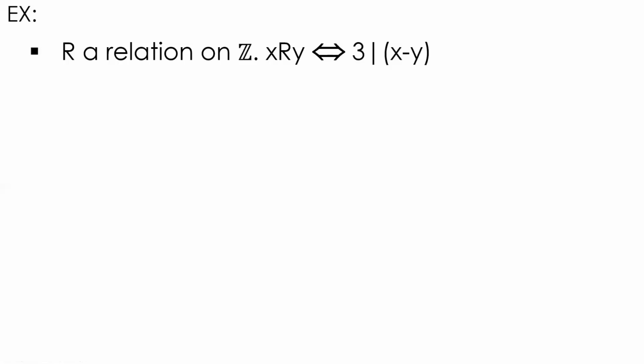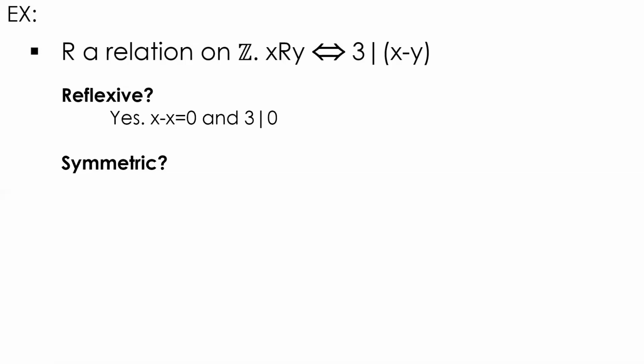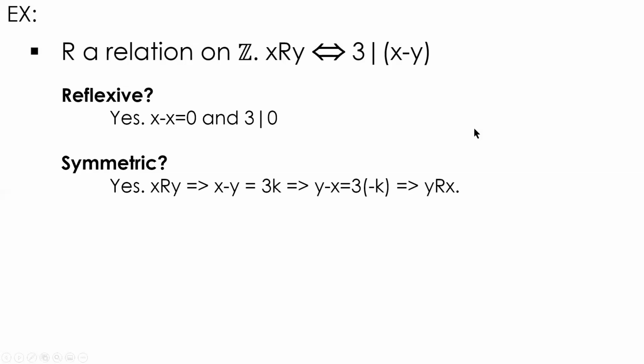Another relation. This is a relation on the integers. We say x is related to y if and only if 3 divides x minus y. Is it reflexive? Is x related to itself? x minus x is 0, and everybody divides 0. So it is reflexive. Symmetric. Well, if x is related to y, that means x minus y is equal to 3k. But then y minus x is equal to 3 times negative k. So yes, it will be symmetric because you just have to flip the order and put a negative in front of your k. Is it transitive?